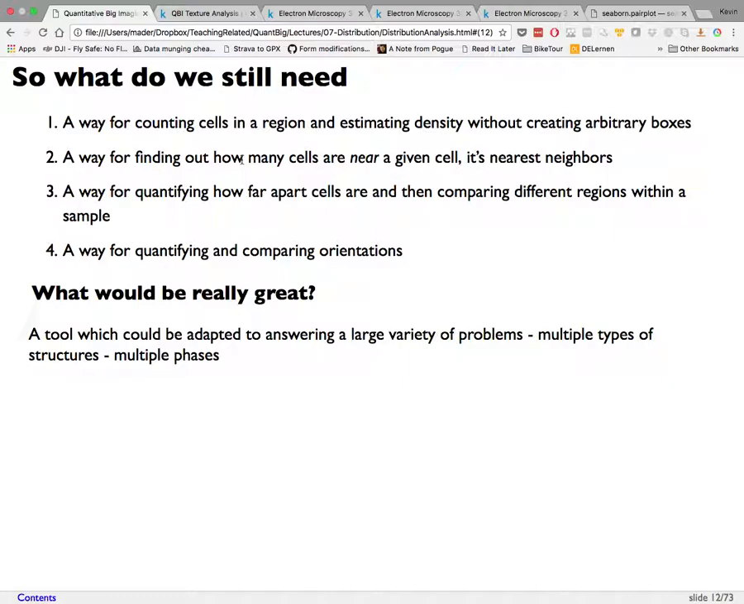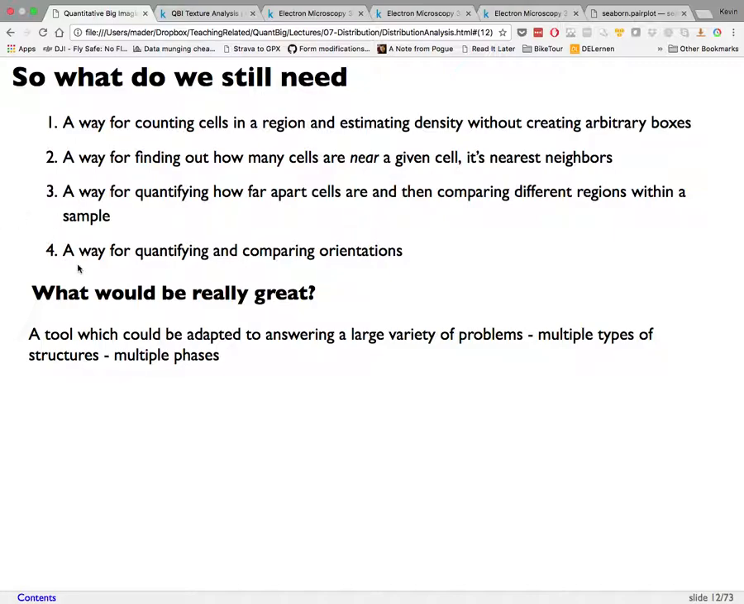We want to find out how many cells are near a given cell. So what are the neighbors of a cell? How do we define that? And how can we do something meaningful with it? And it'd be good to quantify how far apart cells are and then compare different regions within a sample or even different samples to each other so that we can start to measure those sorts of things.